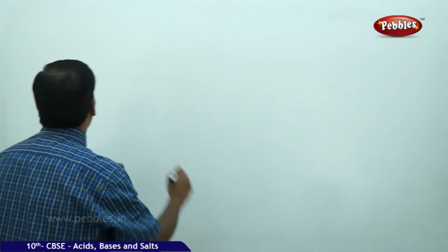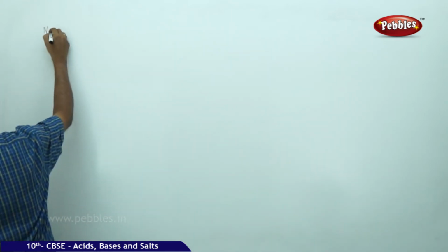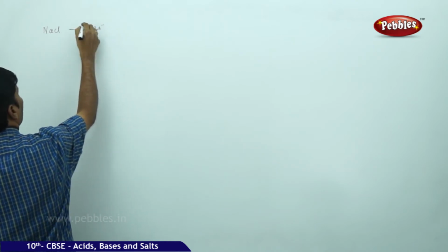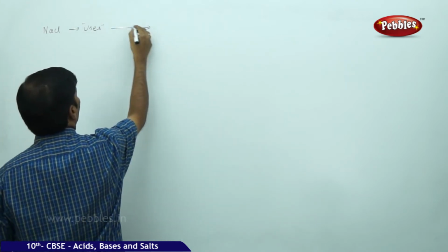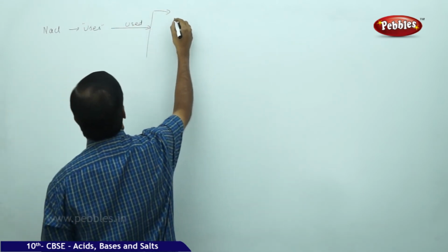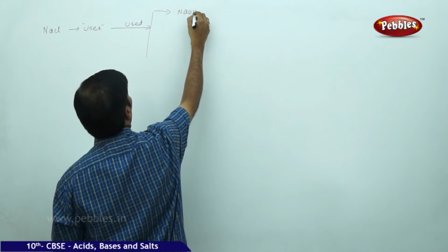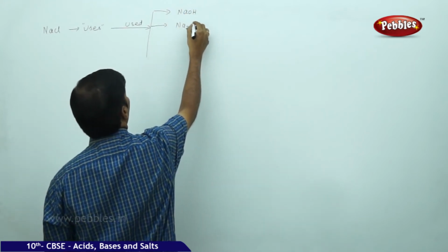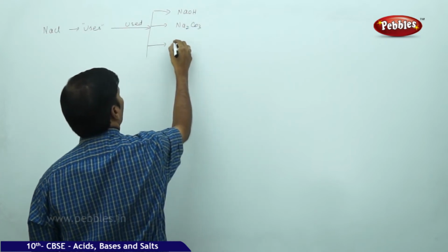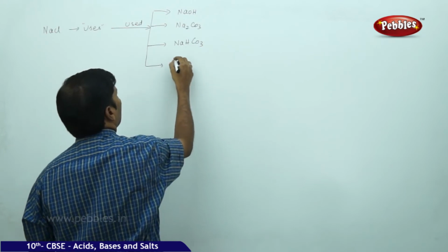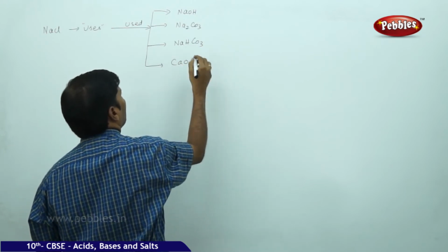So similarly, if you take NaCl, it is used in the manufacture of NaOH. It is used in the manufacture of sodium carbonate. It is used in the manufacture of sodium bicarbonate, and it is also used in the manufacture of bleaching powder.